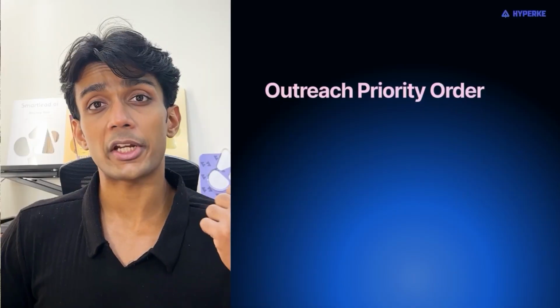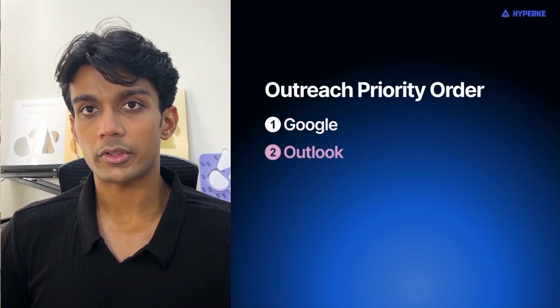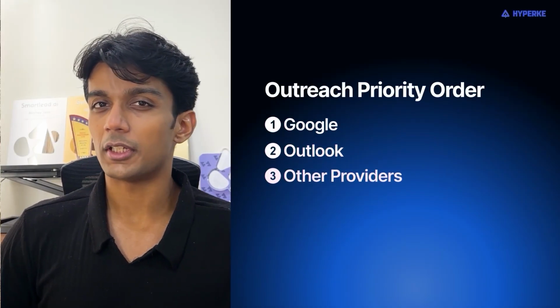So now from within Clay, you need to score your leads based on the provider they're using. The highest priority, the first leads that you should reach out to, should be Google. After that, reach out to Outlook leads, then reach out to leads that are using other infrastructure.